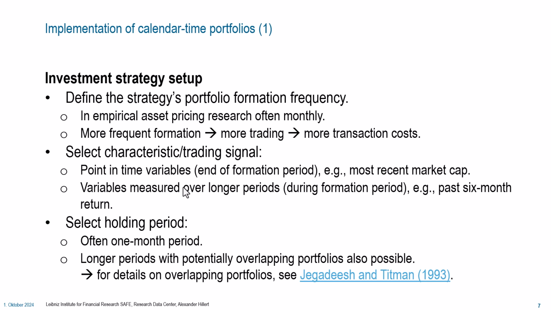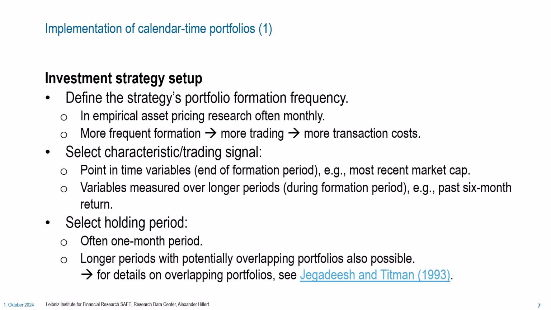If you want to know more about overlapping calendar time portfolios, you can take a look at the Momentum paper by Jegadeesh and Titman, 1993. If you click on the link in the slides, it will take you directly to the Journal of Finance where you can download the article.